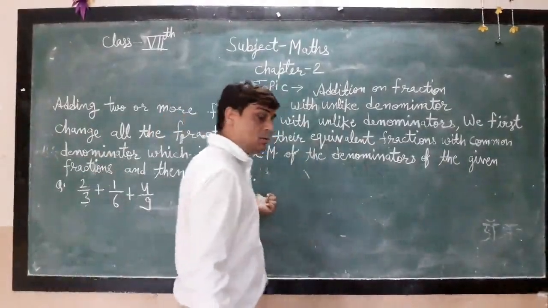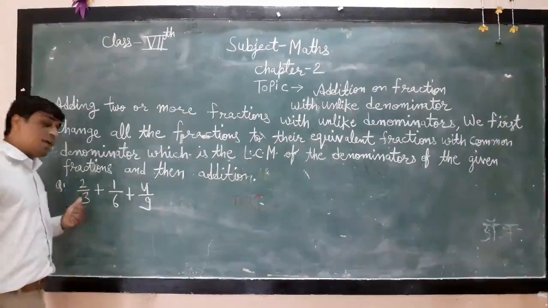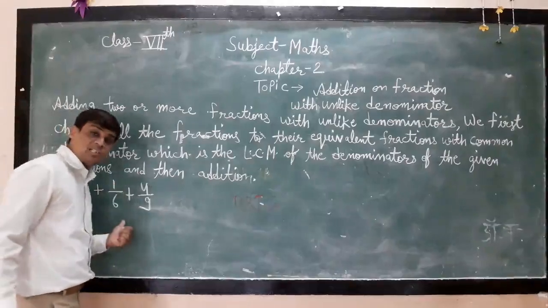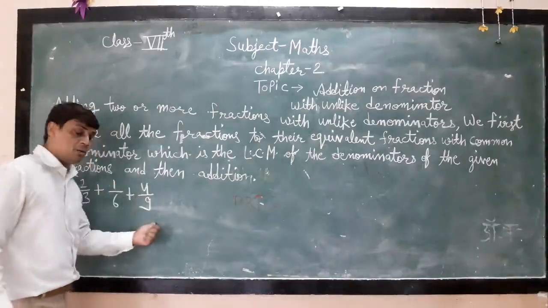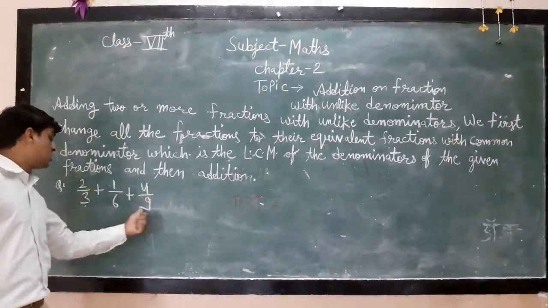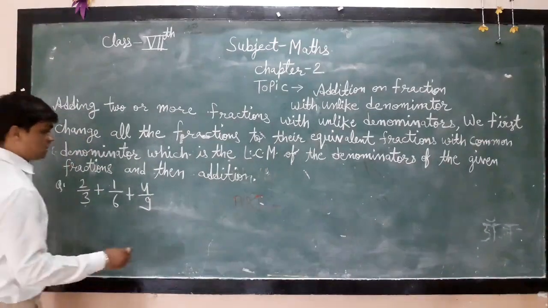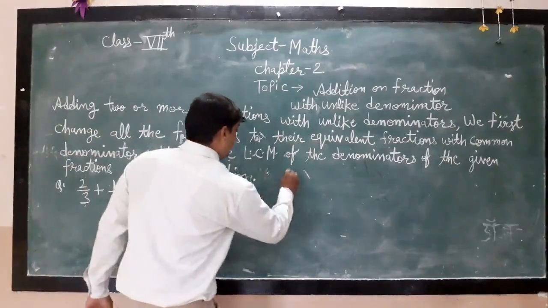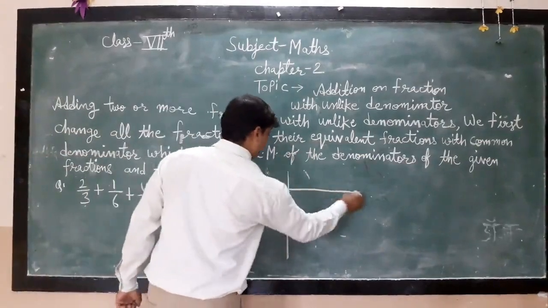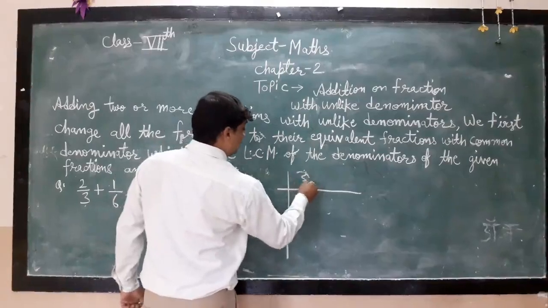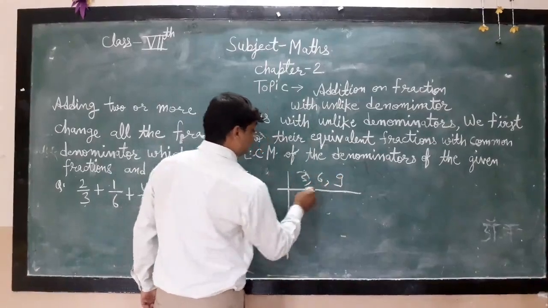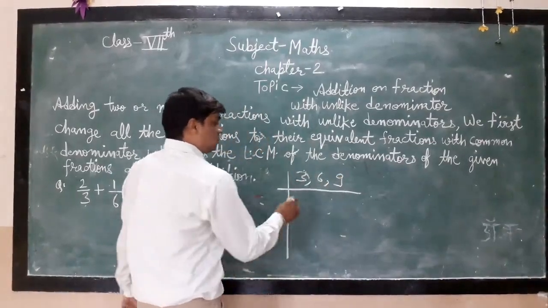Now, example: 2 by 3 plus 1 by 6 plus 4 upon 9. Now the denominators are different. Solve the question. First of all, we find the LCM of 3, 6 and 9. Now start with the smaller number.